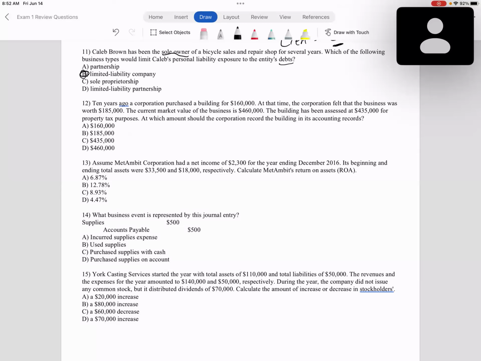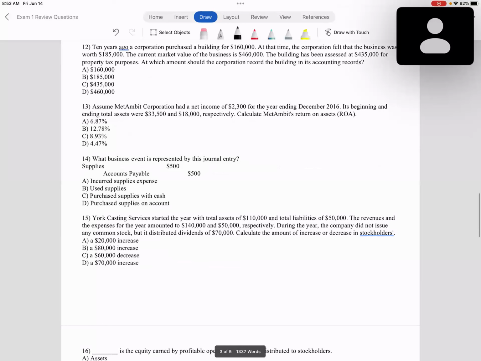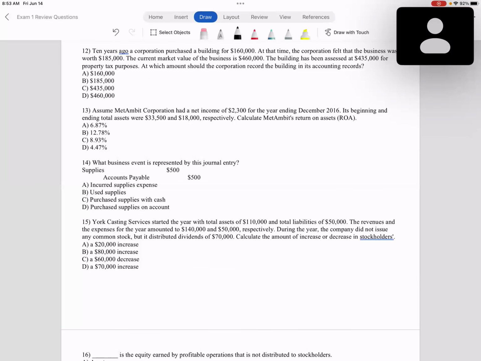If one of the answers was corporation, that would also limit his liability exposure, so that could be an answer too. That's the only second liability company.